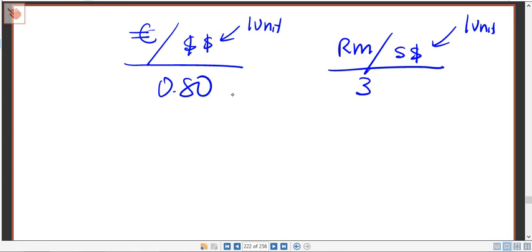So to cross it, what are you going to do? You write this in a fraction format. Euro to Singapore dollar, the base goes down. Singapore dollar, so this must be S, sorry.